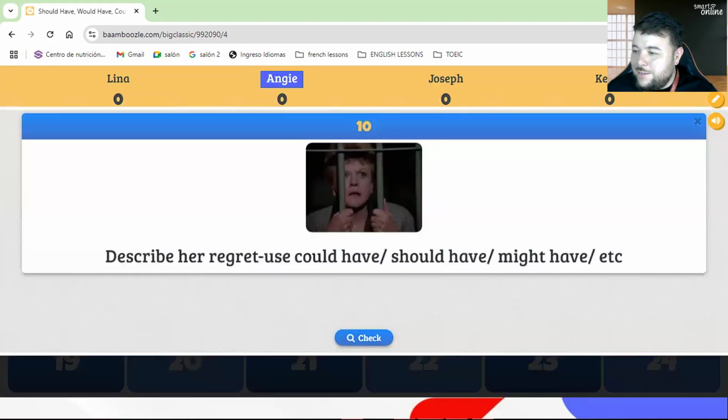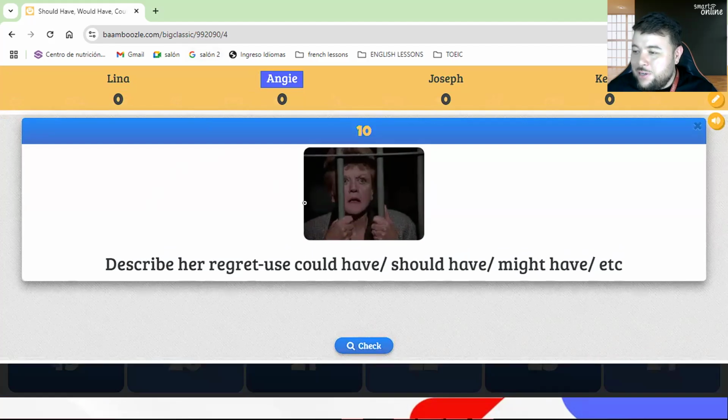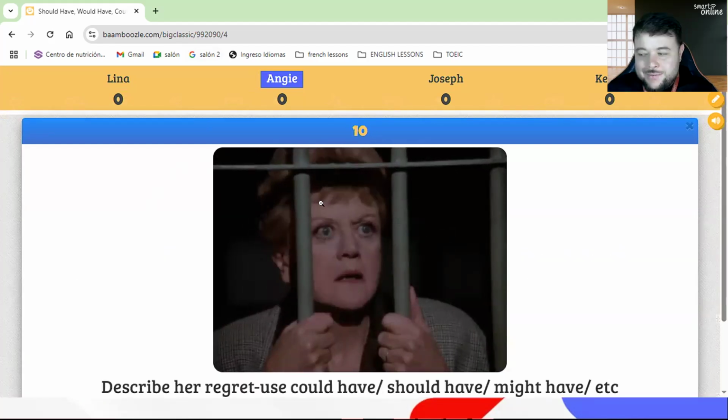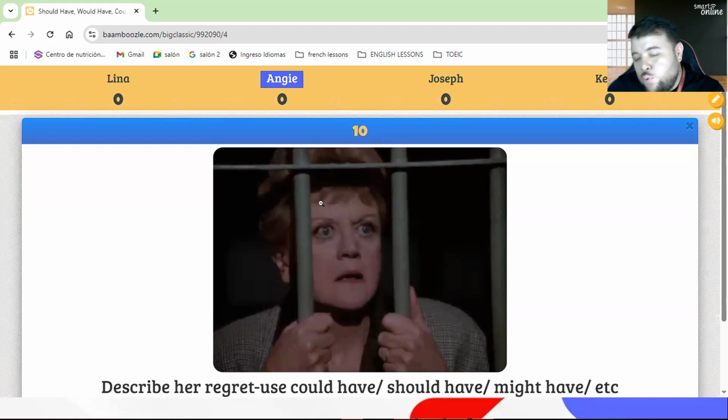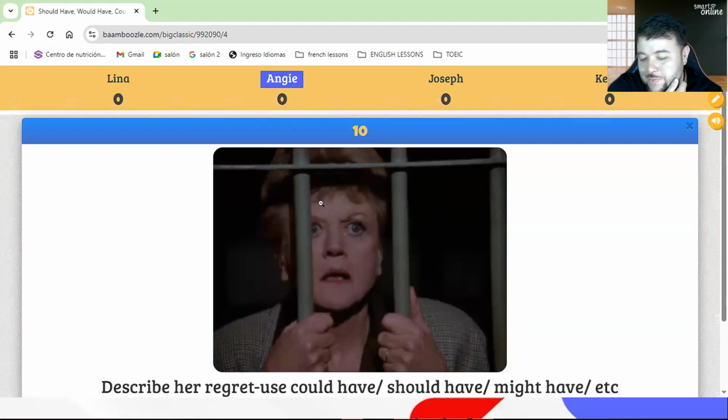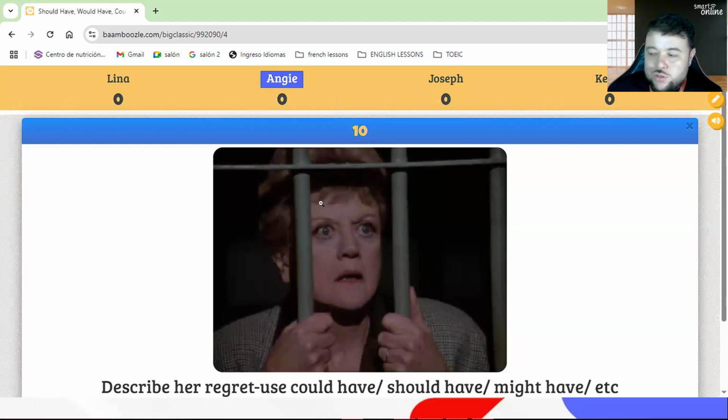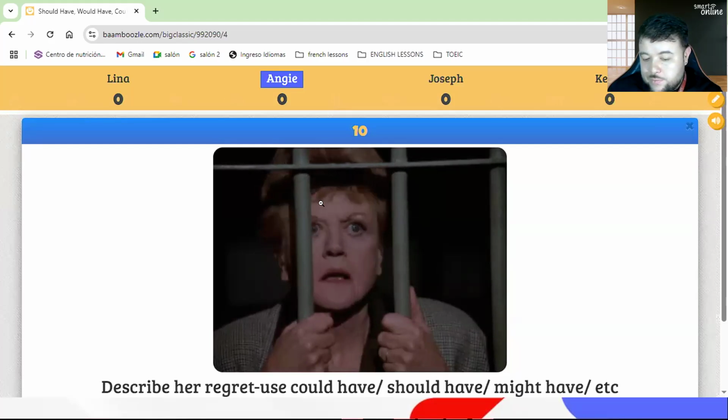Okay, Angie, 10, 10. Describe her regret using could have, should have, might have, would have, you decide. But I need a full sentence about a regret. What is might have? Might have, pudo haber. Es como una forma más formal de pudo haber, right? But you can use should have, could have. She might have robbed a bank.